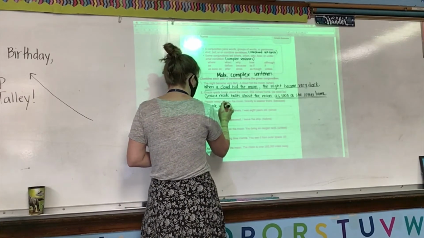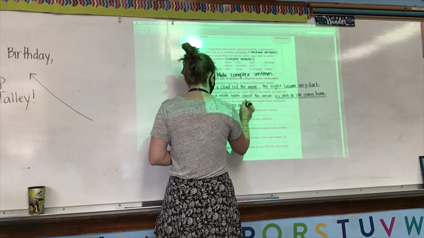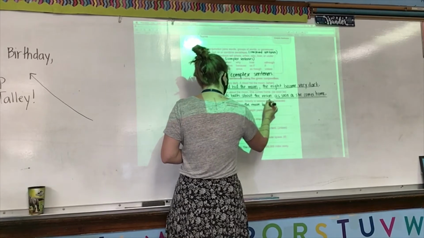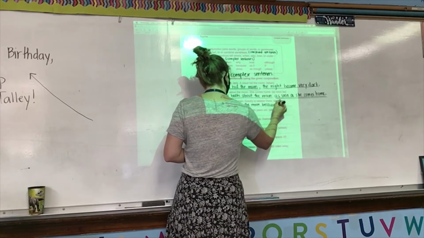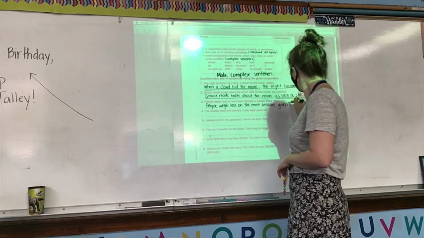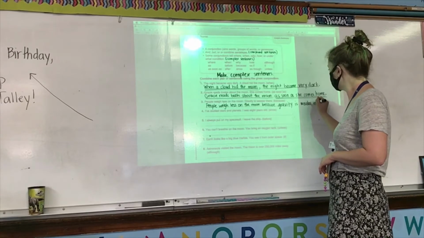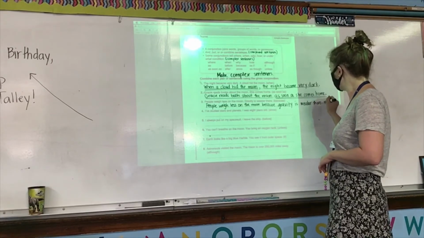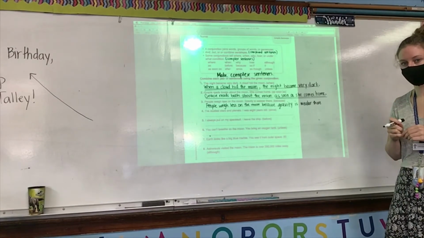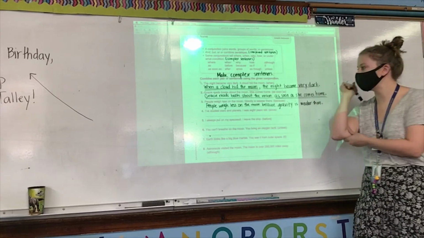People weigh less on the moon because gravity is weaker there. And what do we need at the end? Period. A period. Good. Smith, what's the independent clause?